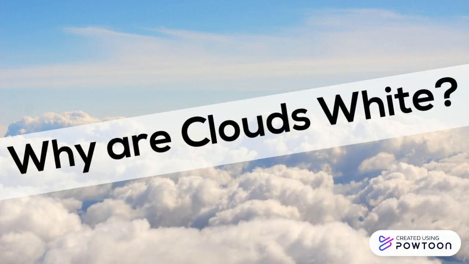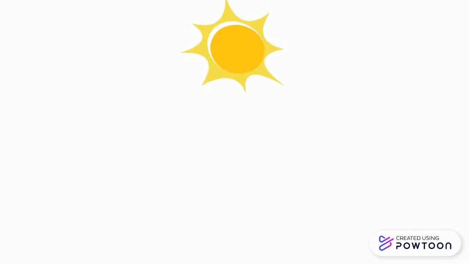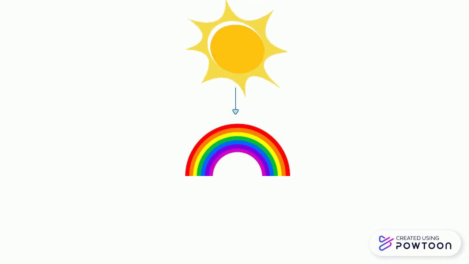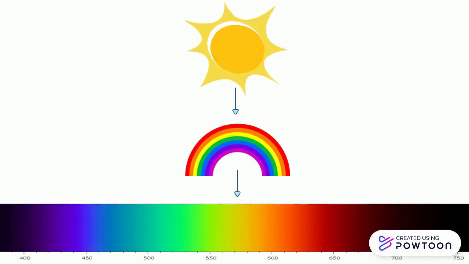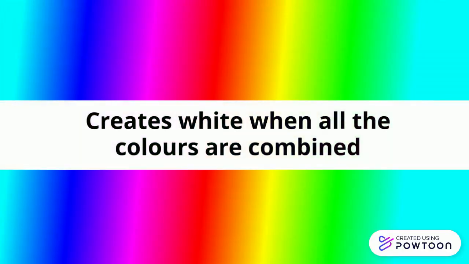Now on to the second question of why clouds are white. Sunlight is a source of visible light, which is part of the electromagnetic spectrum, which can create a rainbow, which is the full spectrum of visible light spread out. When all the colors are combined, it creates white.